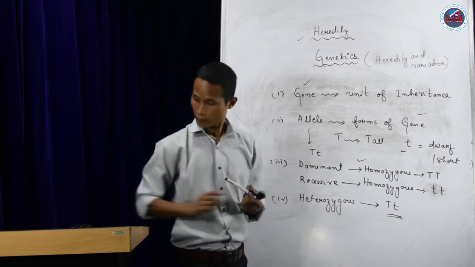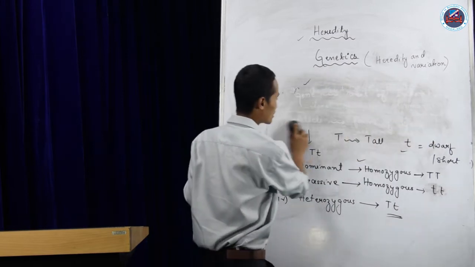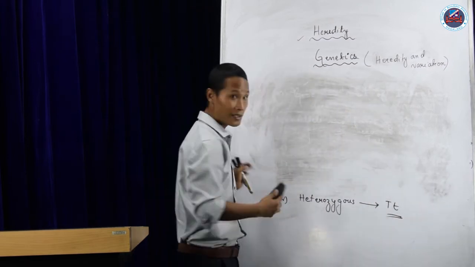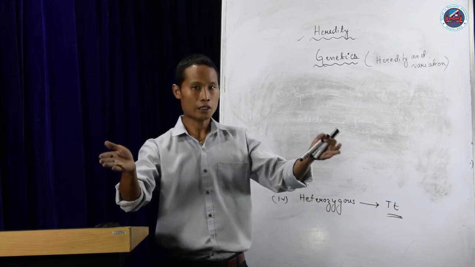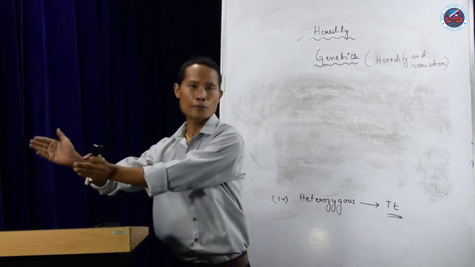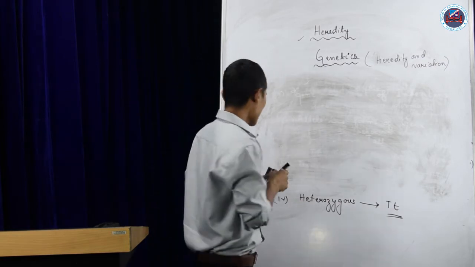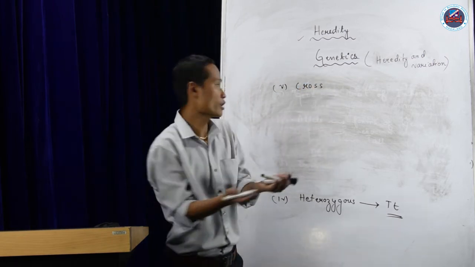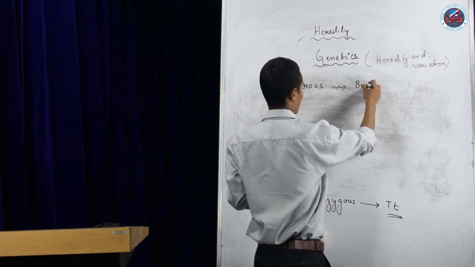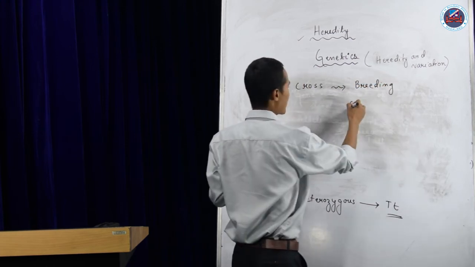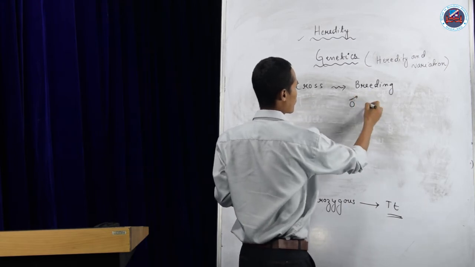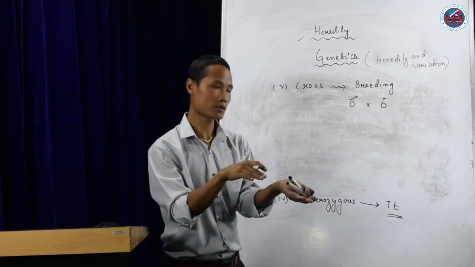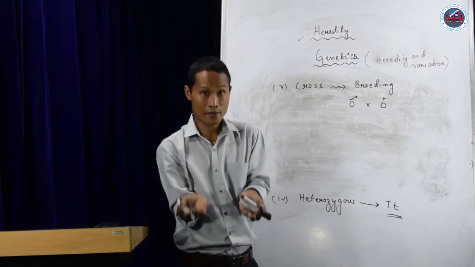The fifth term that you have to know is cross. When we say cross, it's about breeding. Male and female go for fertilization and then a breed is developed. So crossing is about breeding, male and female for fertilization. After crossing, we have gamete formation.